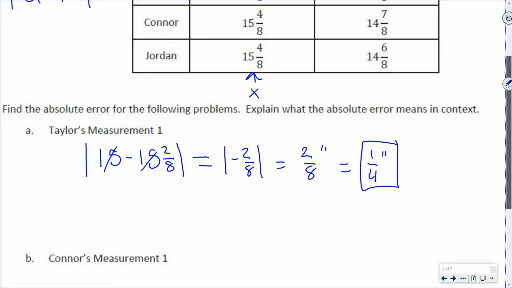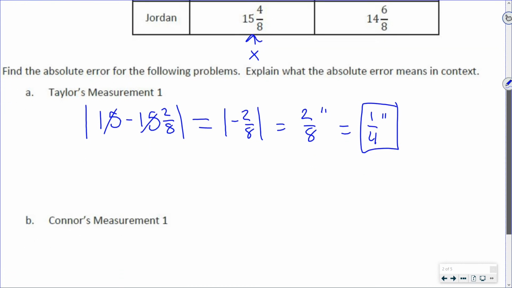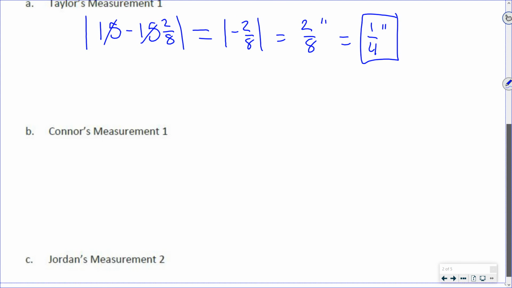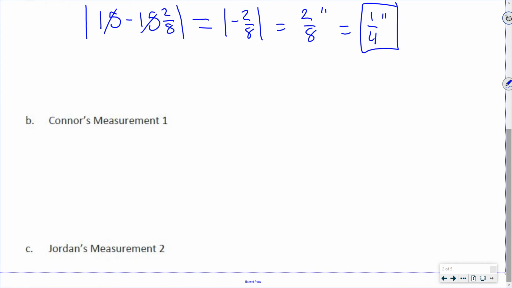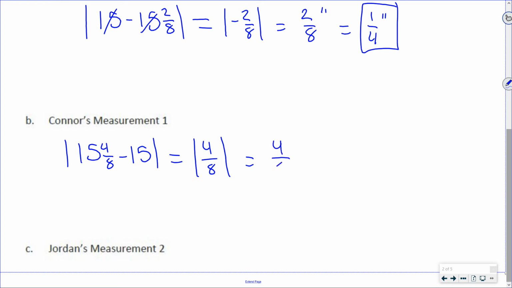So let's look at Connor. Both Connor and Jordan had 15 and 4/8 for measurement 1. So we're going to take the absolute value of 15 and 4/8 minus 15. That leaves us the absolute value of 4/8. The absolute value of a positive 4/8 will be 4/8. So they were 4/8 of an inch off. But now, can I simplify that? I can. That would be a half an inch.